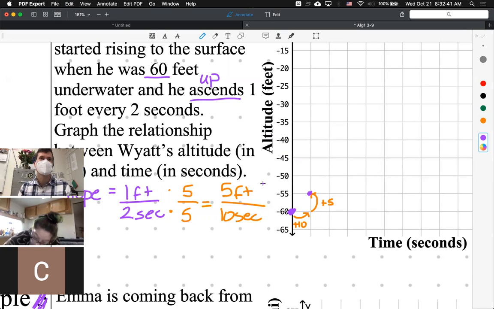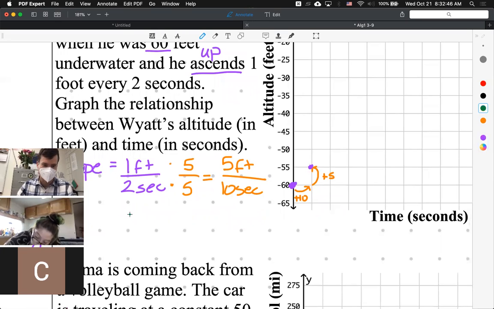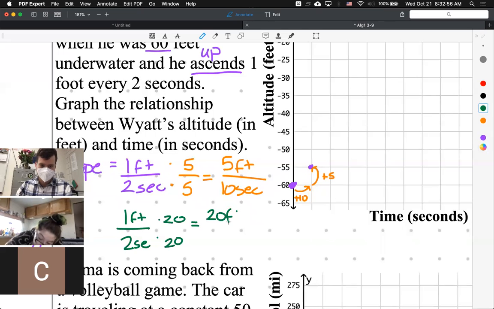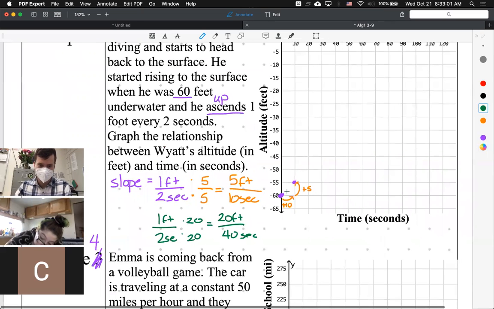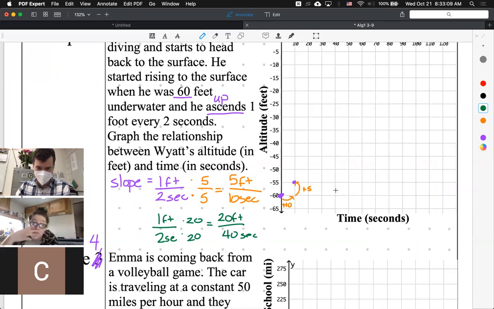Yeah, Jose. Multiply by 20? Okay, yeah, let's do it. What happens if I multiply by 20? If I have 1 foot per 2 seconds, multiply top and bottom by 20, and you get what? Per 40 seconds. So that means if I started here, if I go 40 to the right, I come over here to 40, and then I go up 20. So from negative 60 all the way up to negative 40, and you get that point, right? Yeah, nice. And you can keep repeating this over and over again.